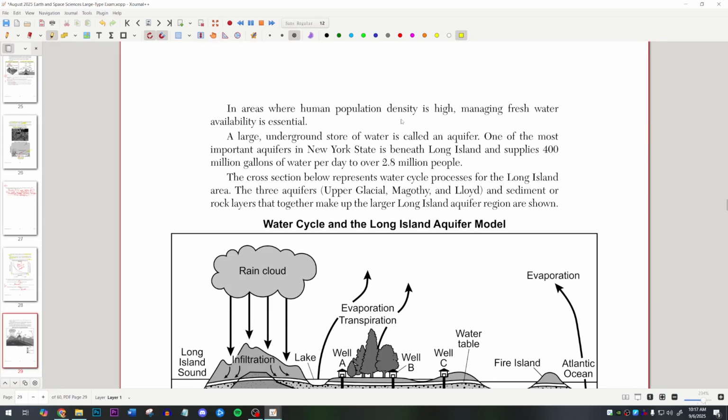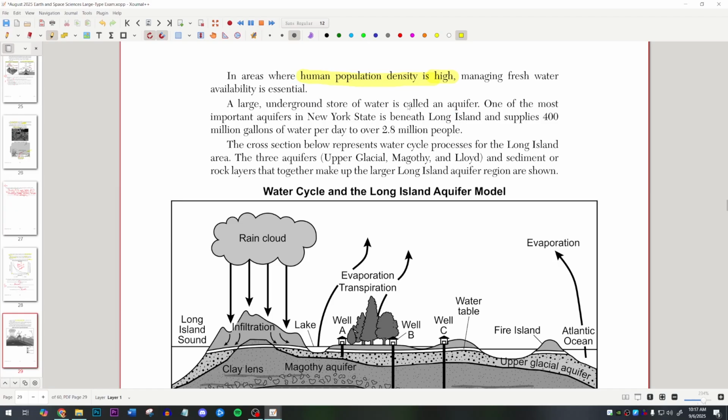Okay, in areas where human population density is high, managing freshwater availability is essential. A large underground store of water is called an aquifer.